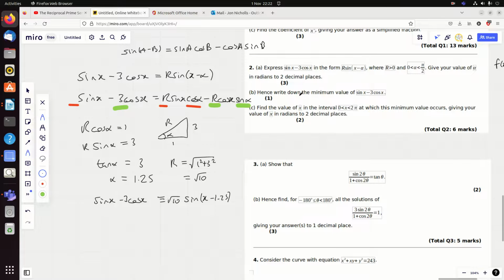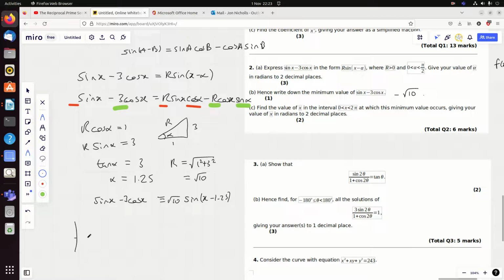Okay, hence write down the minimum value of sin x minus 3 cos x. Well, we can see it's the same as root 10 sin of stuff. Now sin of stuff has a max value of 1 and a min value of minus 1. Root 10 sin of stuff has a max value of root 10 and a min value of minus root 10. It's just a stretch in the y direction, so it's no longer between 1 and minus 1, it's now between root 10 and minus root 10. So the minimum value is minus root 10. Done.